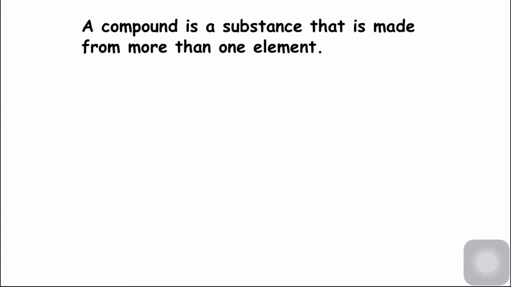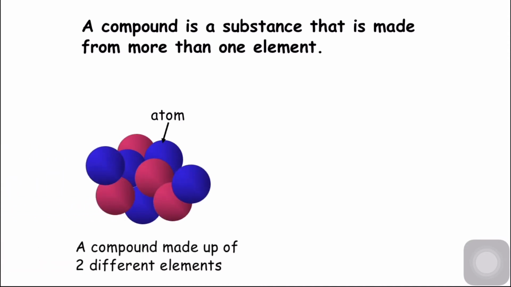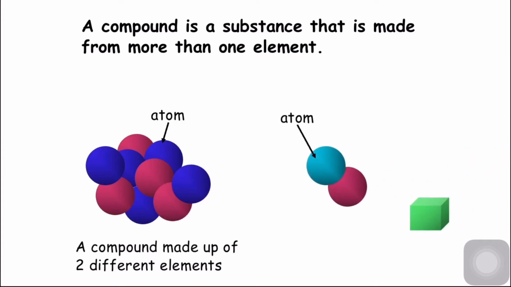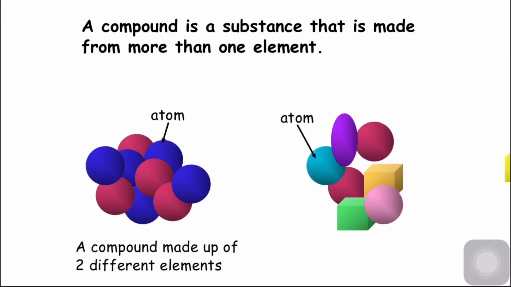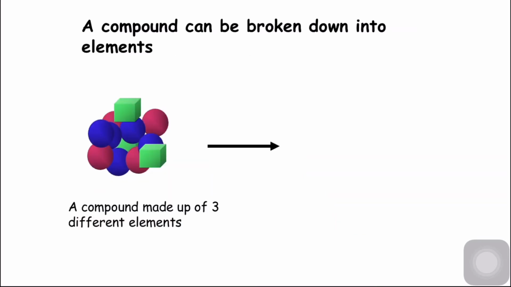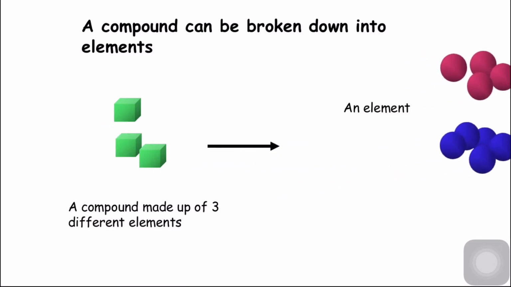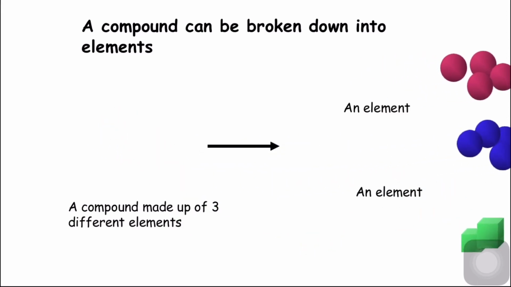A compound is a substance that is made from more than one element. For example, we have here two atoms with different colors. It means this compound is made up of two different elements. In the next example, as you can see, there are different types of atoms with different shapes and colors. So, it made a compound of 7 different types of elements. A compound can be broken down into elements. A compound made of 3 different elements can be separated into 3 separate elements.